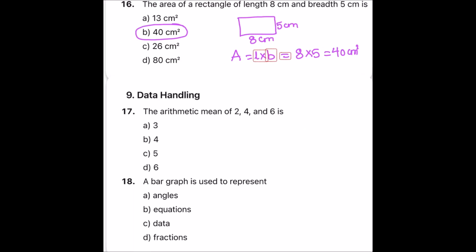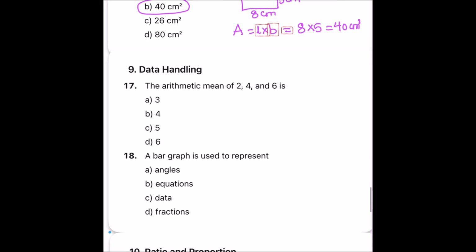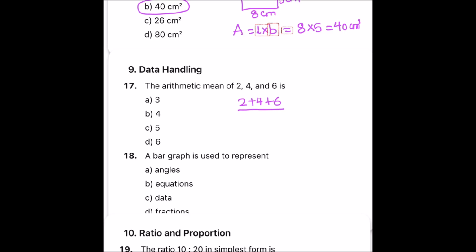So next we have data handling, chapter 9. The question is, the arithmetic mean of 2, 4 and 6 is. To find the arithmetic mean, we just add the numbers and divide by the number of numbers. So here we have 1, 2, 3, so we'll divide by 3. So 2 plus 4 plus 6 will be 12 divided by 3, which equals 4. So the answer is option B, which is 4.